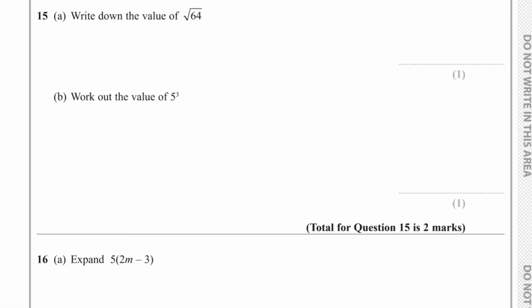Question number 15, we have to write down the value of the square root of 64. Well, if I square root 64, I get 8. But don't forget, because we're square rooting, we have two solutions. We have a positive and a negative. And now for part B, we have to work out the cube of 5. That just means we multiply 5 by itself 3 times. So it turns out we get 125.